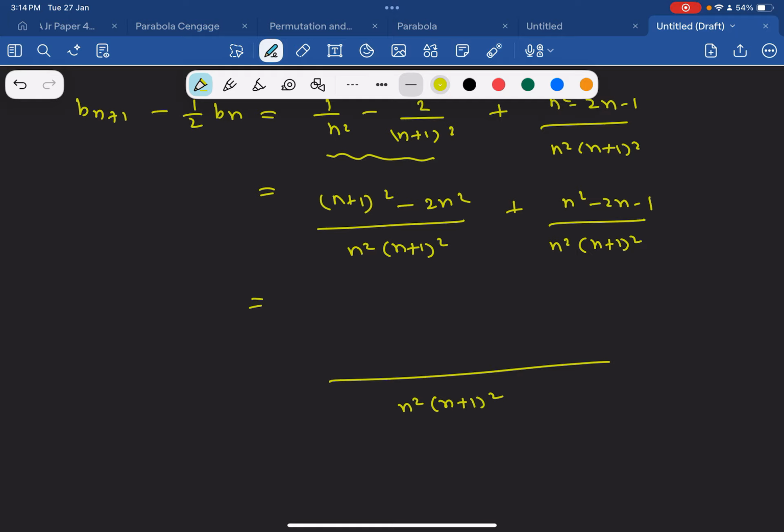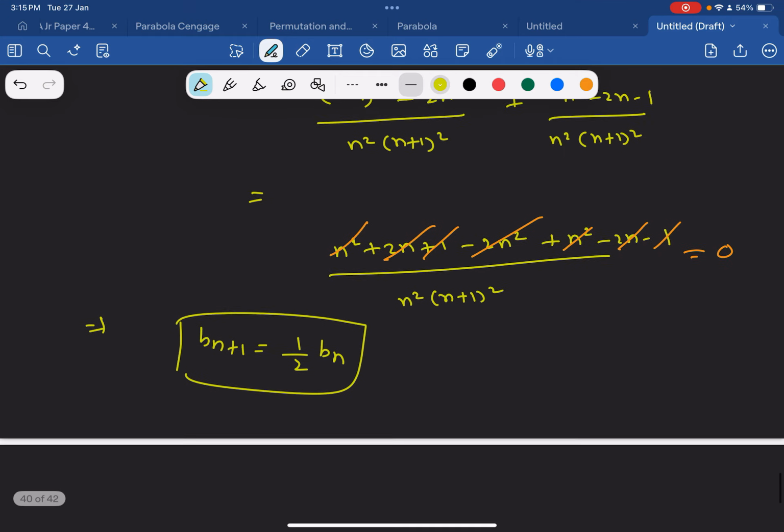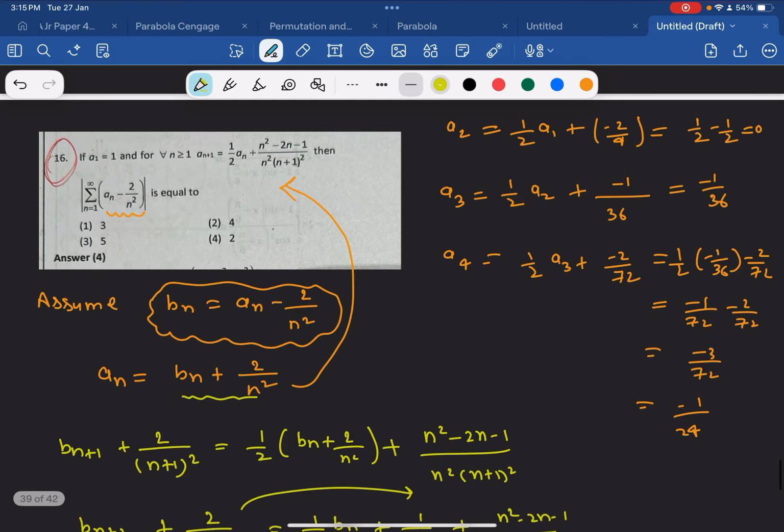Now directly I can take the LCM the same, and this will be what? n square plus 2n plus 1 minus 2n square plus n square minus 2n minus 1. Everything is cancelling out. So n square plus n square, 2n square and 2n square cancel out, plus 2n minus 2n cancel out, 1 and minus 1. So this is going to be 0. So we got a good relation: B(n+1) will be 1 by 2 Bn, correct?